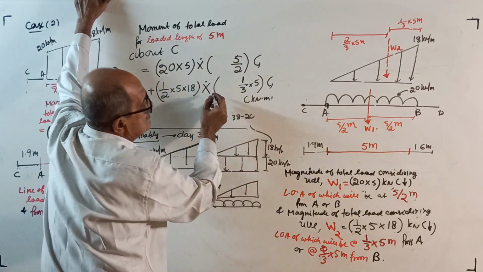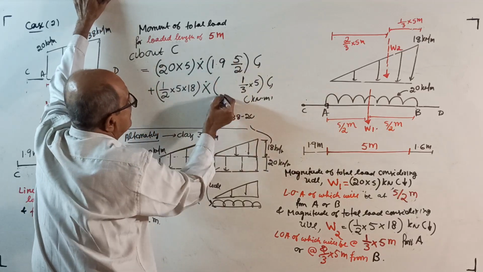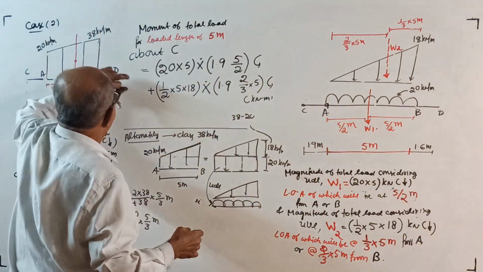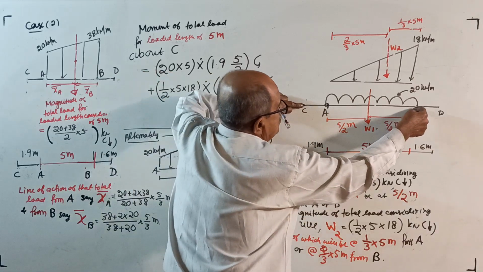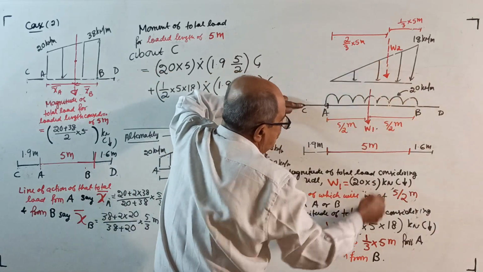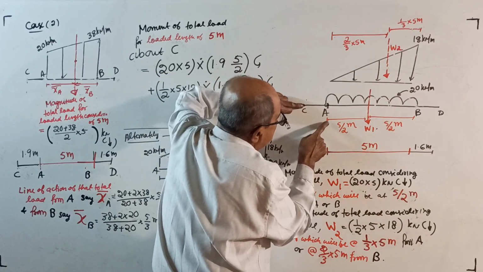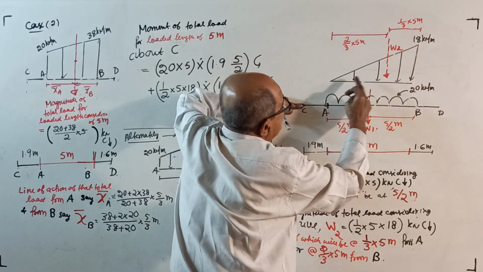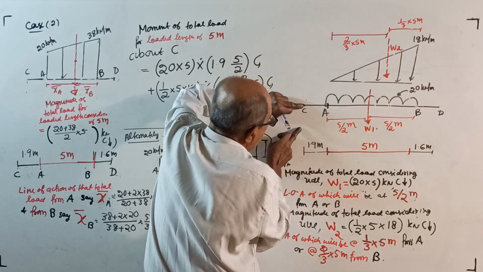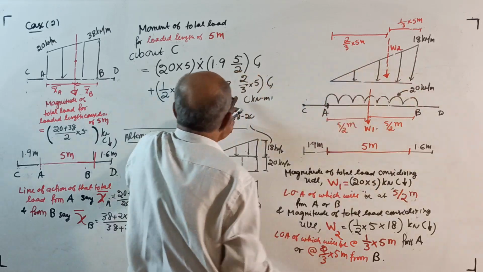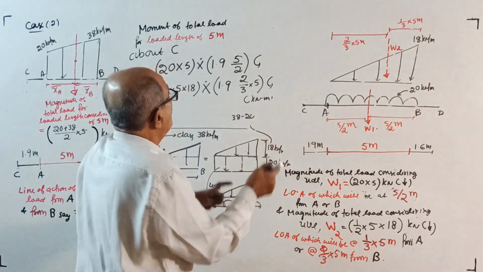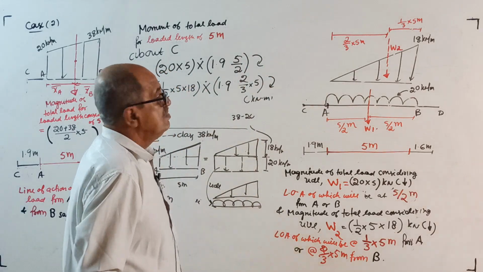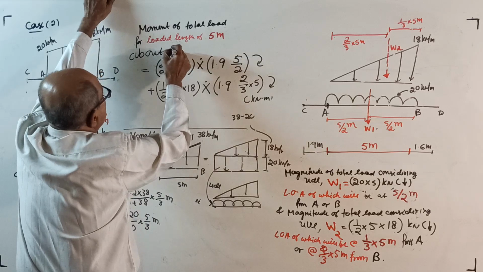Start. Don't do it this way, you write once again. Moment about C. See. 20 into 5 is the total load, into 1.9 plus half of 5, plus this total load, half into 5 into 18, into 1.9 plus 2 by 3 of 5. Both are clockwise. Over. Lastly, moment about D.